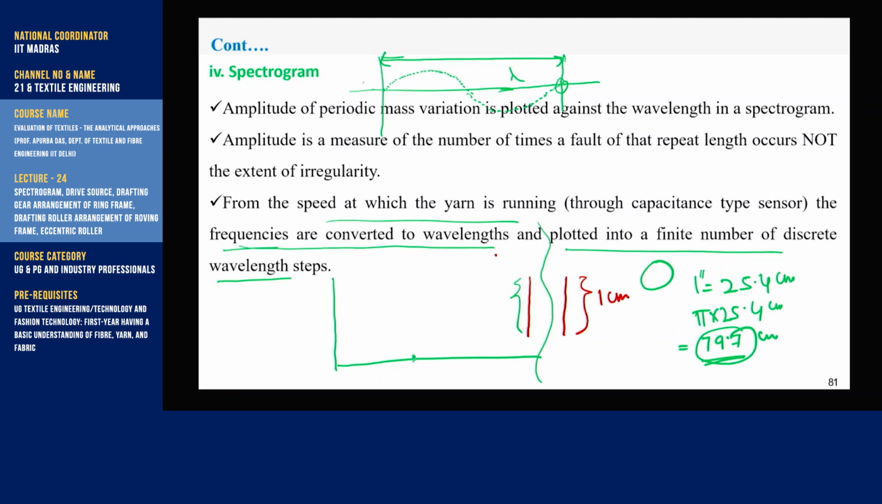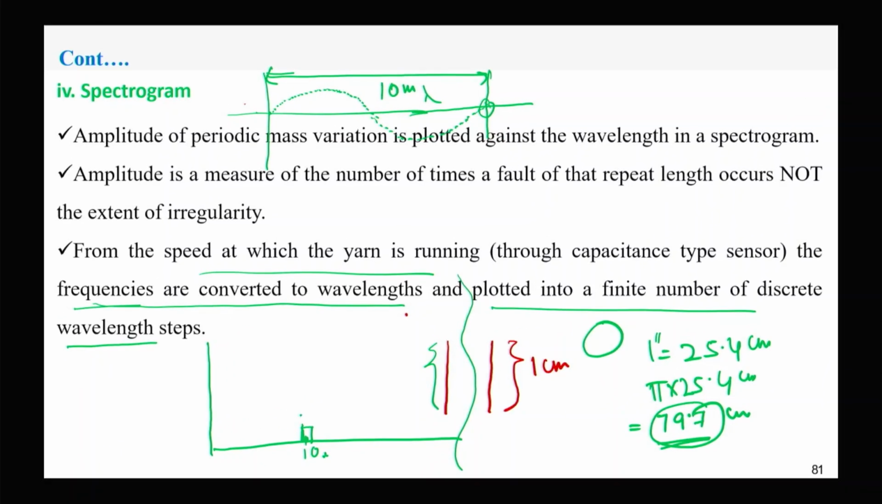So this is the particular wavelength. Suppose this is, say, 10 meter. So 10 meter, it is pointing. Now this is one wave, one block piece. Again it's continuing: next block, next block, next block. So if it is testing 1000 meter, there will be say 100 such blocks.